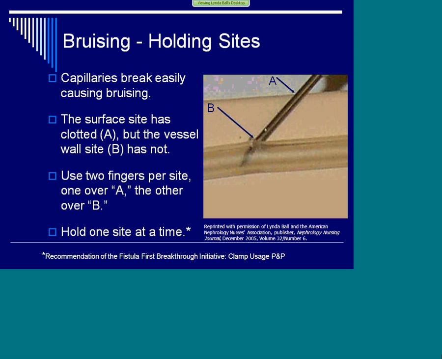And again, capillaries break very easily, and this is a picture that shows the two holes that we make. Here's the surface of the skin, here's the hole that goes into the blood vessel. And so when we do hold sites, we need to use a two-finger hold. One finger goes over A, one finger goes over B, and that way we secure and have the best clot development here.